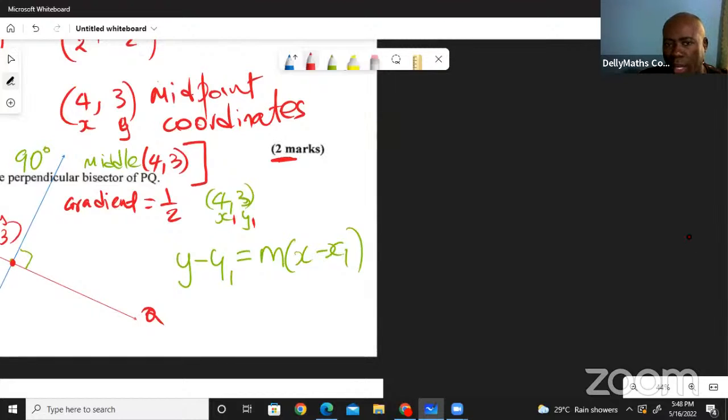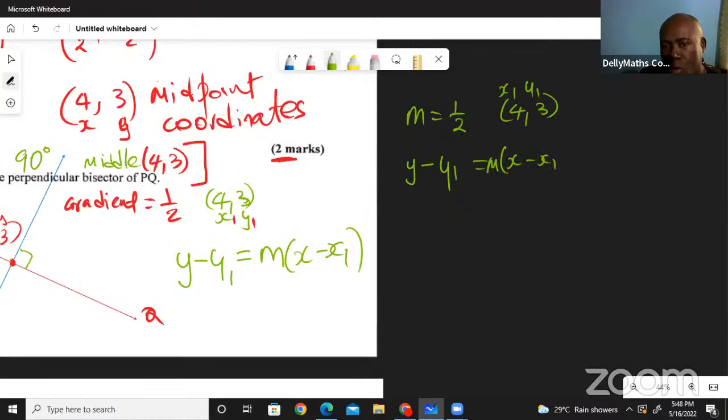So let us look at the working on the side here. The gradient, which is m, is equal to positive 1/2, right? And the point that we have to work with is (4, 3). I am calling this x1, and I'm calling that y1. When we have a gradient and a point, we could employ what is called the point slope form, and it looks like this. It says y minus y1 equal to m, open bracket, x minus x1.